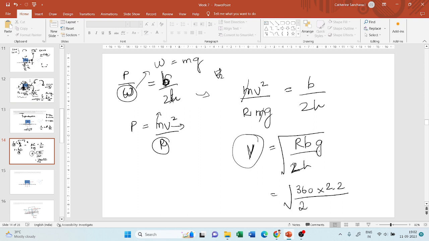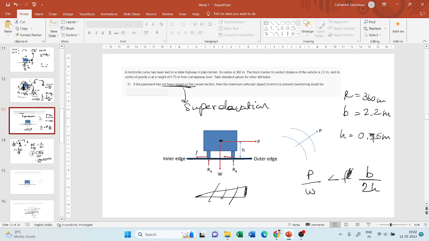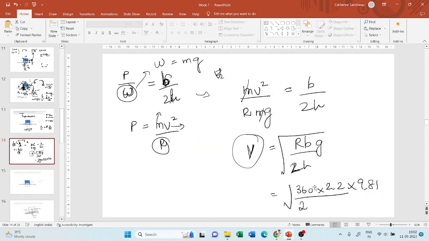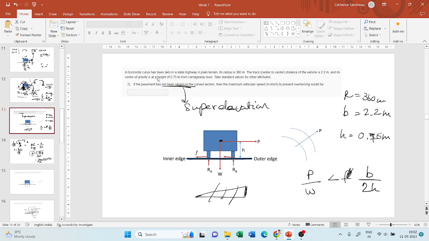Here you will have g also. G is acceleration due to gravity. You can take the standard value as 9.81. They've given in the question that you can take standard values for other attributes, which is the acceleration due to gravity. That is there in the equation, and h, which is the distance of the center of gravity with respect to the carriage level, is 0.75 meters, right?